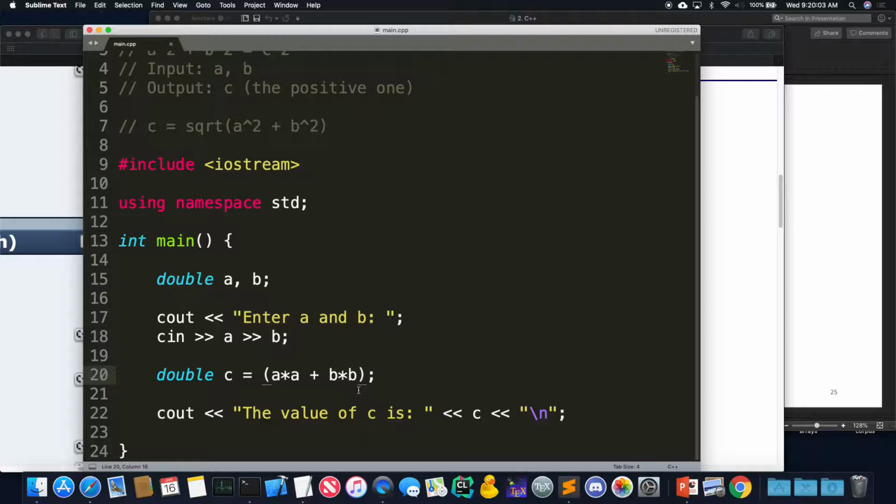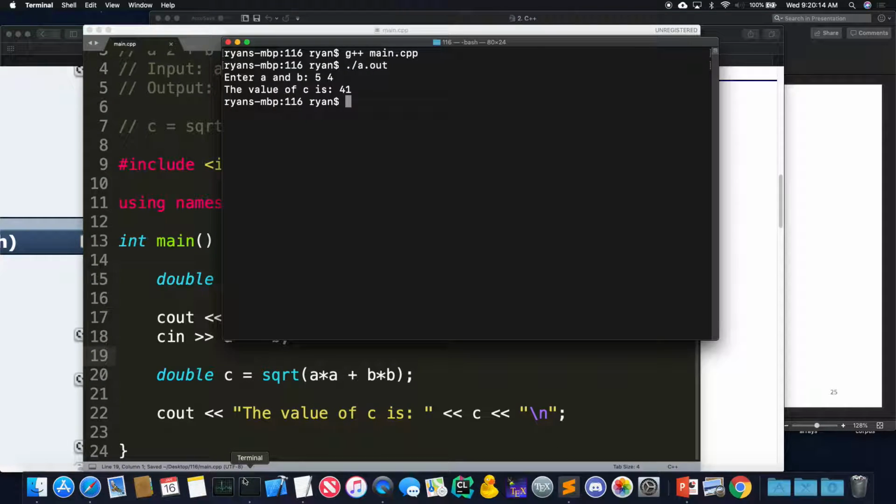Well, we want the square root of a squared plus b squared, all of it. So what could we do here? SQRT on the front here. So let's actually try to compile this. It might actually work, I'm not sure.